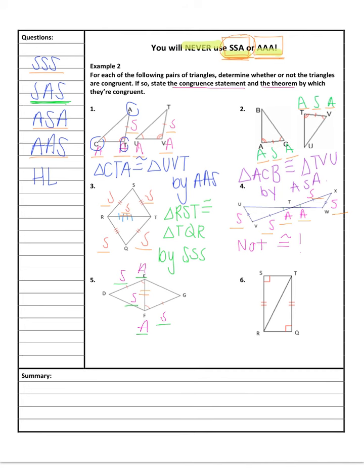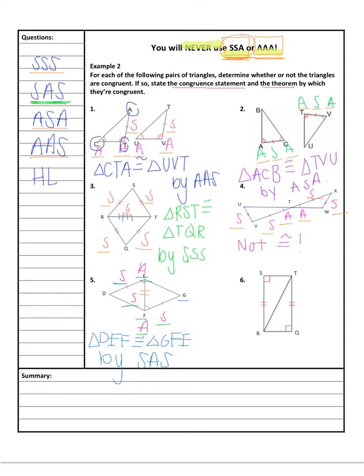So I have to write my sentence first. So I'm going to say triangle. And again, if I follow the order that I went in, how I went like side, angle, side, I would start with triangle DEF is congruent to triangle. This time it would be GFE. By, and this time we use side, angle, side.